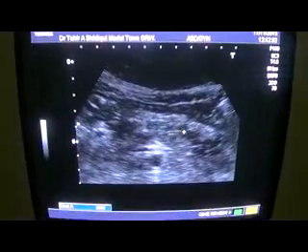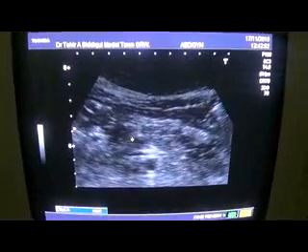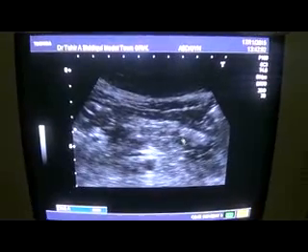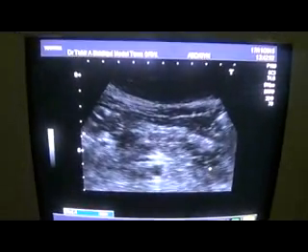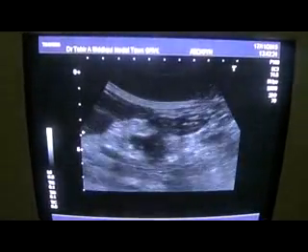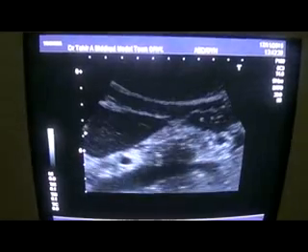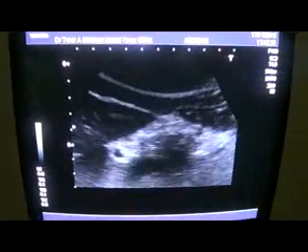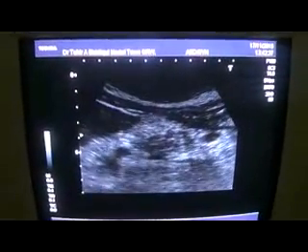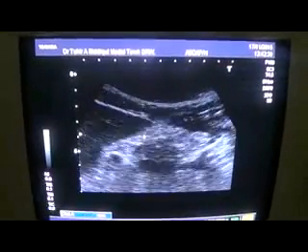Now this is the pancreatic duct, if you see this one. So the pancreatic duct is not dilated. These cystic areas can be seen at the head of the pancreas, body of the pancreas, and the tail of the pancreas. All these areas show them. Now this is the head of the pancreas in longitudinal section.